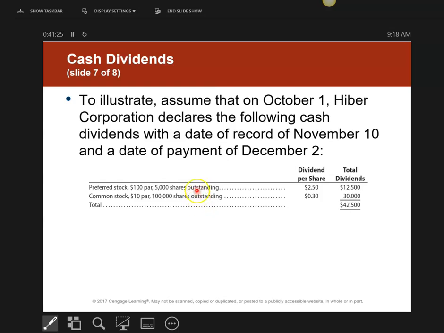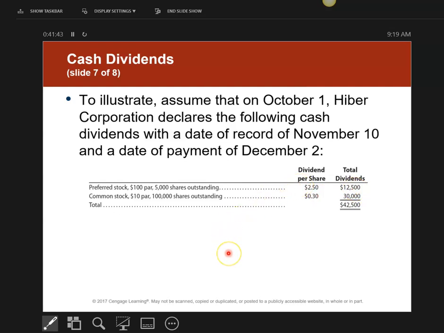So remember the three different types of stocks. Authorized, issued, and outstanding. I only pay dividends to outstanding shares. So I'm going to pay out a total of $42,500. Here's how it's going to be broken down.